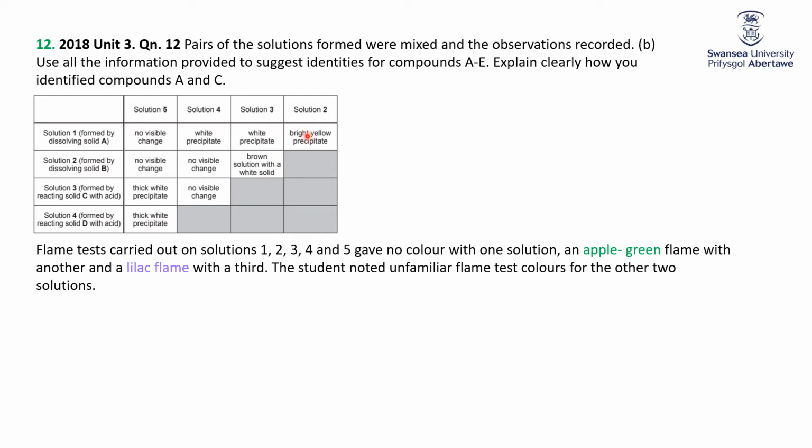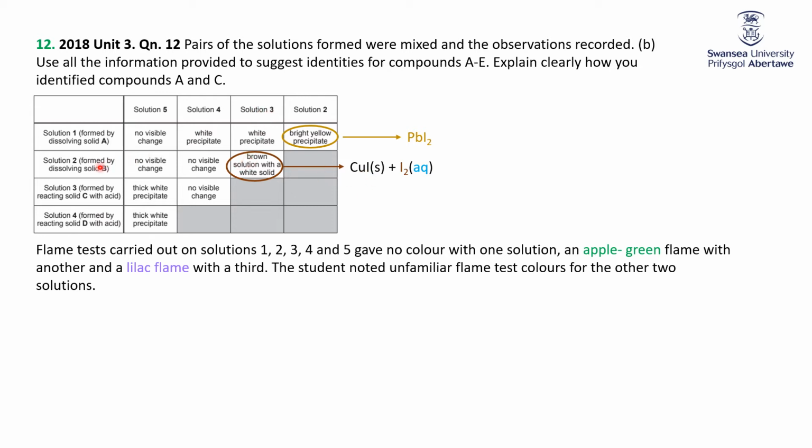First of all, anytime you see a bright yellow precipitate at A level, that tells you that it is lead iodide. So between solution 1 and solution 2, we have lead cation, iodide anion. Another thing at A level: if you see a brown solution with a white solid, that tells you that it is copper iodide and I2. Now we already know that solution 3 has copper 2+ as its cation, so that's where the copper comes from.